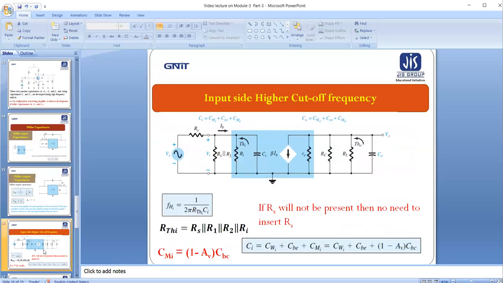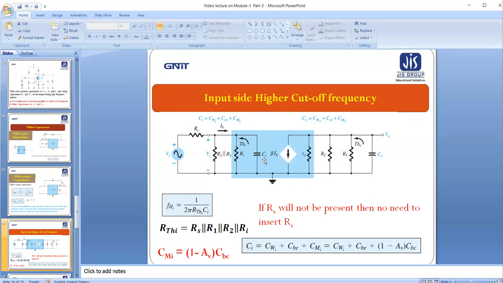So considering this Miller capacitance, let us get into our main analysis, that is the higher cutoff frequency calculation. This is the BJT amplifier circuit in the high frequency mode. It is CI, the input capacitance. It is beta IB, and R0, the output resistance. This is the output capacitance C0. This R1 parallel R2 is the bias resistance, and this is the source resistance.